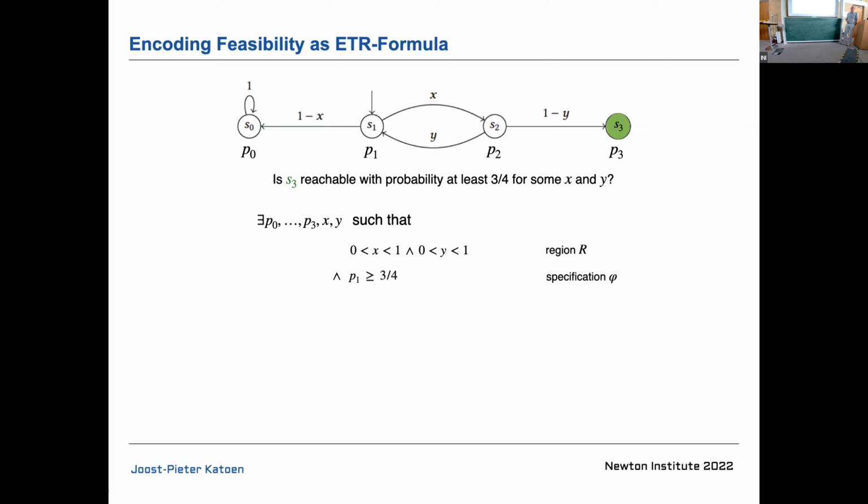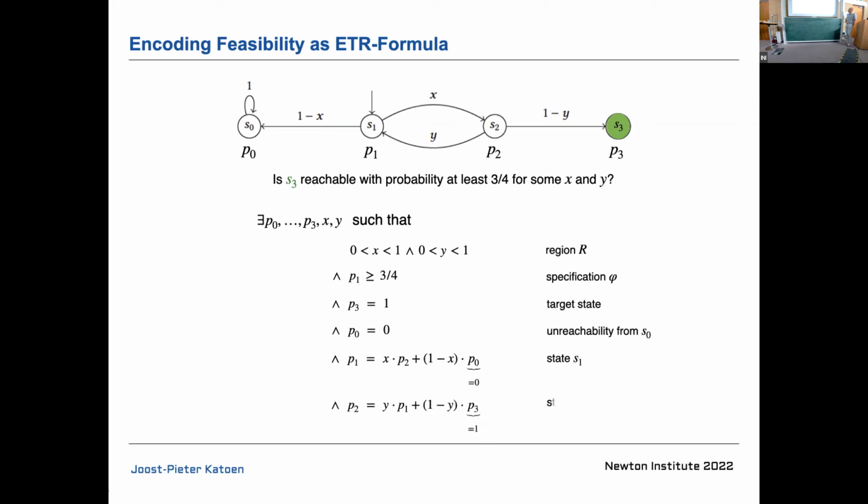And then I had a specification. So initially, I would like to reach the green state with at least 3/4. And for the rest, I set up an equation system similar as before, with 1 for 3 and 0 for 0. And for the other ones, I get a nonlinear equation system, because now I get something which is parametric in the p variables, but also in the x and y variables. Okay. This is here. And actually this is nothing else than a formula in the existential theory of the reals.